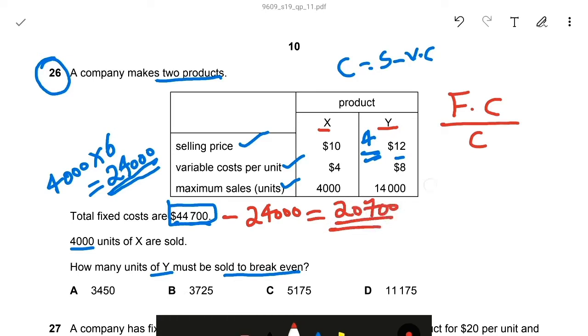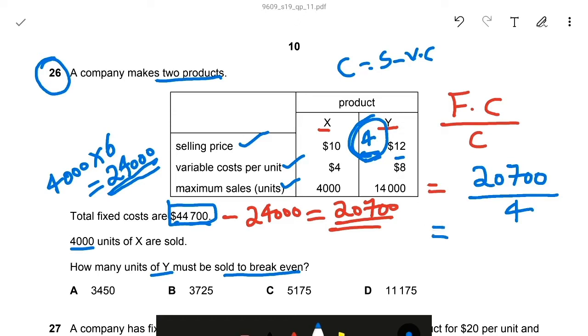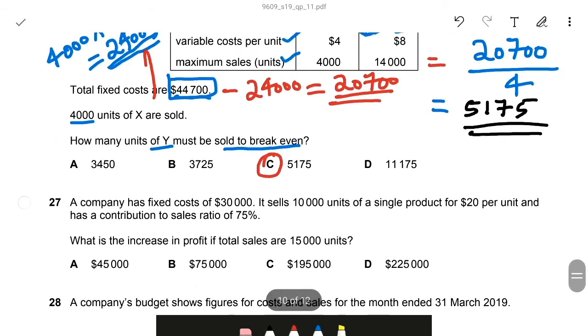So let's apply to the equation. Fixed cost is 20,700 divided by contribution is 4. Contribution already we calculated, that is 4. What is the amount? 5175. Answer is C. Next question.